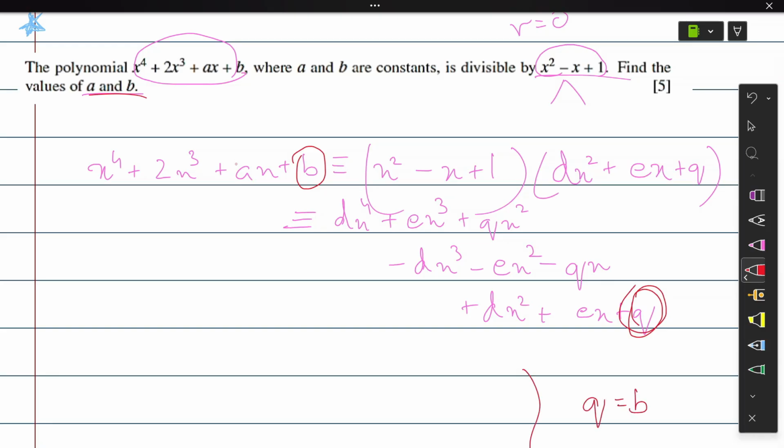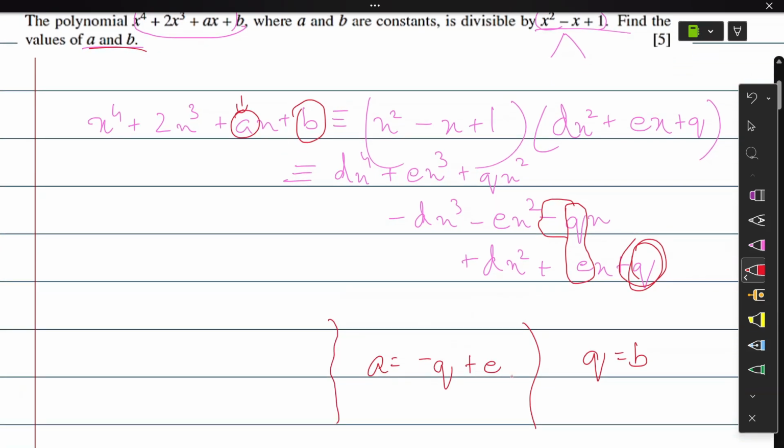Another thing to notice here is that a is the coefficient of x. So a must be equal to everything that is a coefficient of x. So q again, e again. By the way, do not forget this minus sign as well with q. Anything else with the coefficient of x? No. So we have negative q plus e. That will be equal to a. Now we need to find q and e. The rest of them are unknown values.